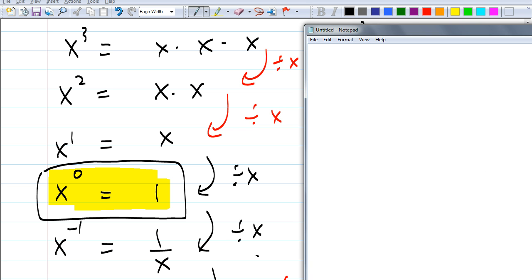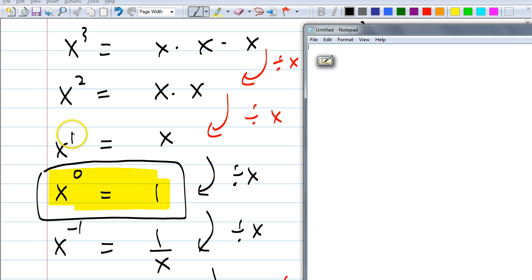Does that make sense? No? What's 1 divided by x, guys? Isn't that 1 over x? Dividing by x is the same as what? Multiplying by the reciprocal. So it's 1 over x. Isn't that right? Does that make sense? Okay.